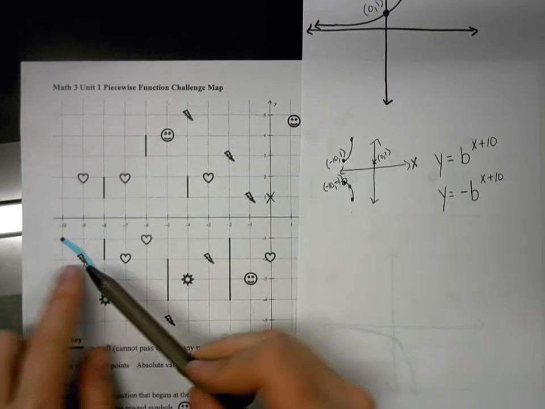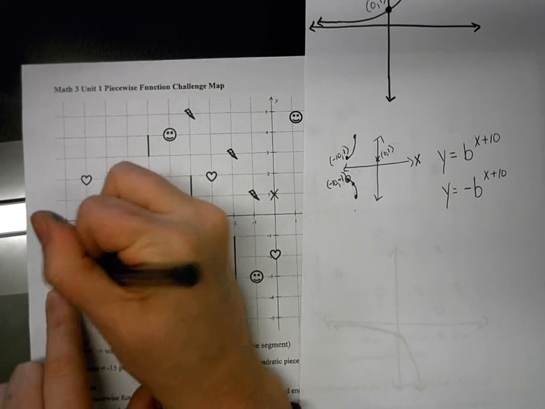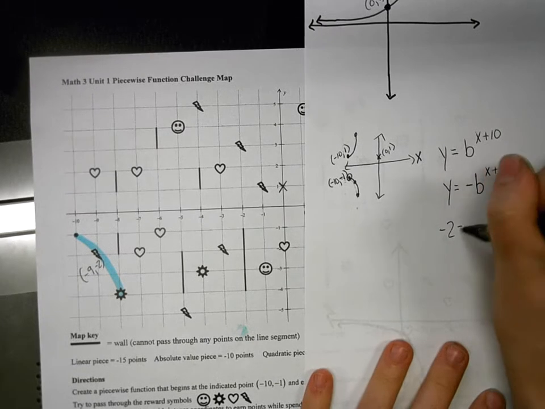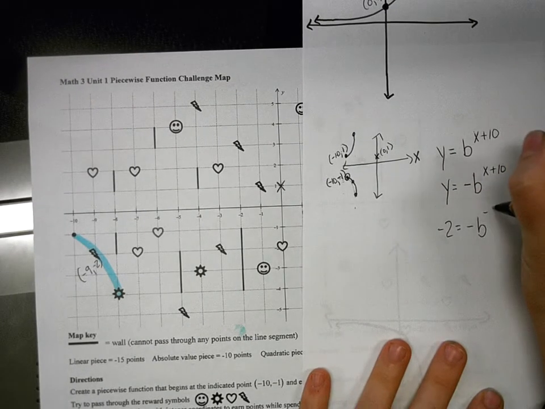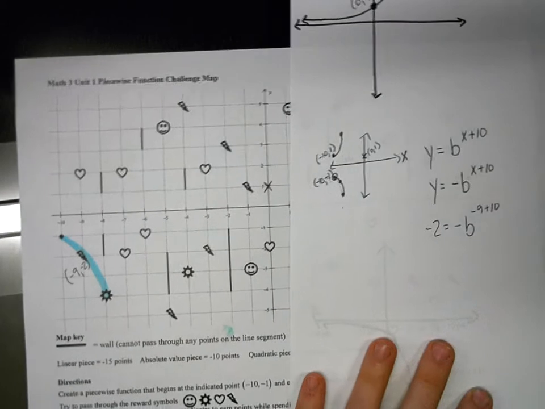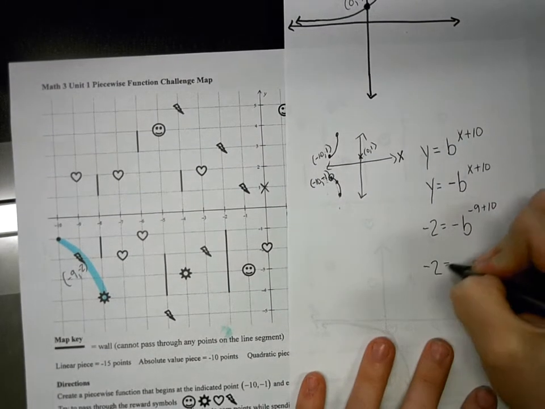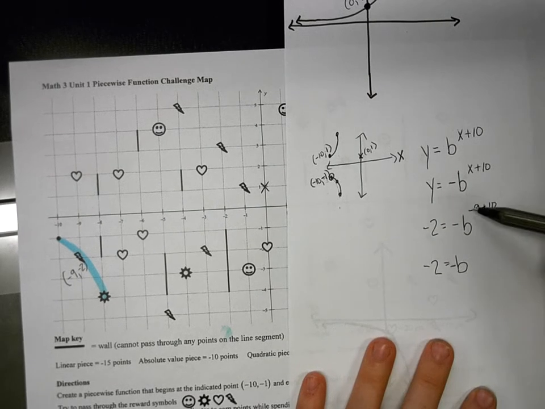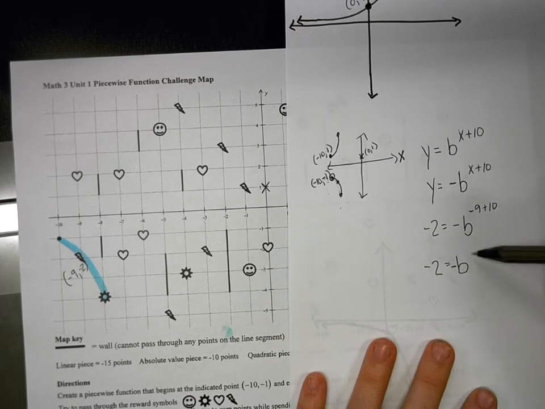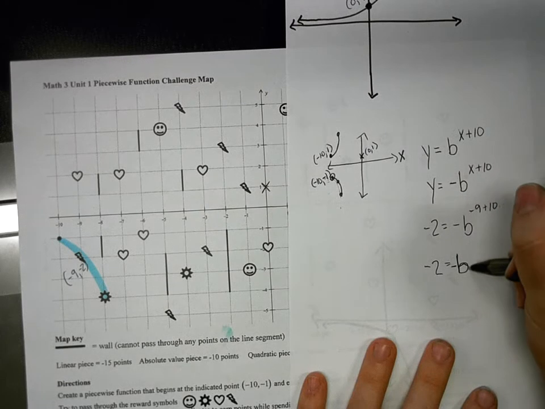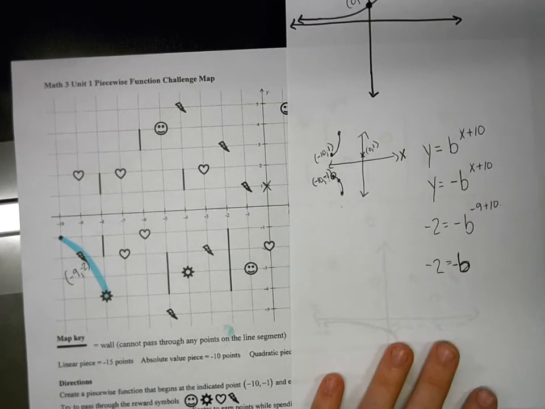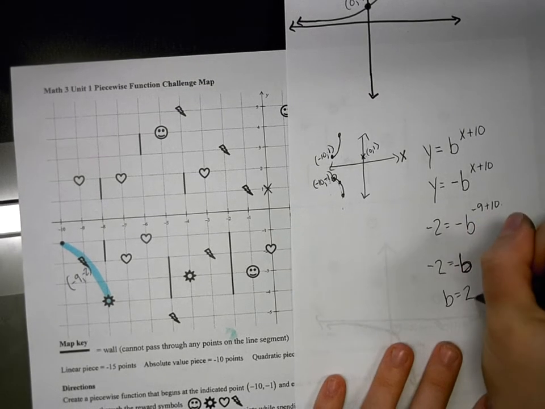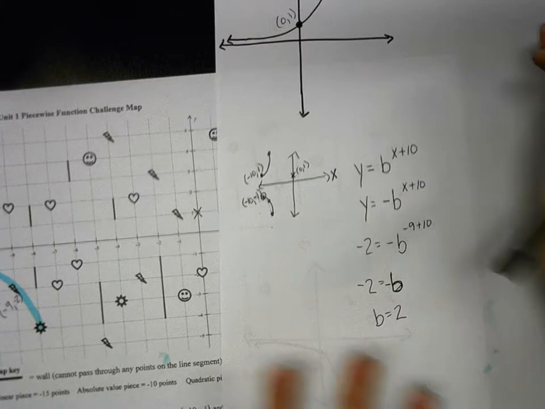So let's use the next one. This point is -9, -2. We're going to plug in the -2 for y and the -9 for x and solve. So I get -2 equals negative b to the first power. -9 plus 10 is 1. So b to the first is just b. You can write it, you can leave it, either way. If negative b equals -2, well, that means b equals 2, so we can use that to write our equation.